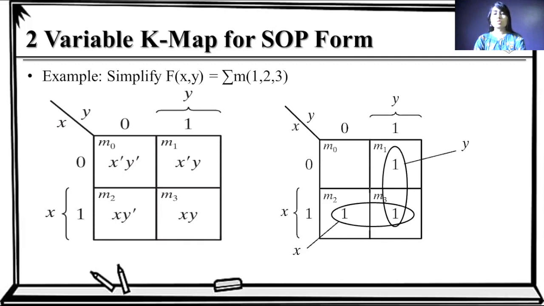First, draw this K-map using four squares, as we have two variables x and y. Then put values of x and y: 0, 1, 0, 1. Now we have the summation 1, 2, 3, so put 1 at these places. Now try to make groups of adjacent ones. Like here we make a group of 1 and 3, which are adjacent, or we can also make a group of 2 and 3, which are adjacent.